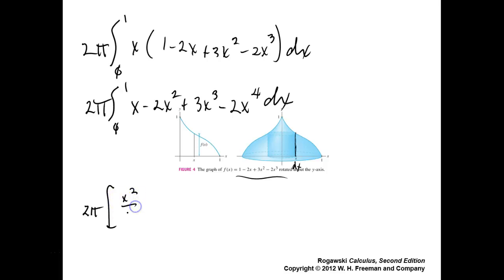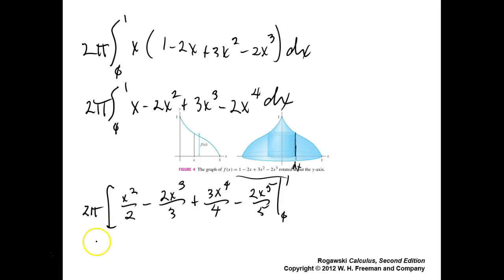x squared over 2 minus 2x cubed over 3 plus 3x fourth over 4 minus 2x to the fifth over 5. Evaluate that from 0 to 1. I'll do the 0 part. Okay, done. You do the 1 part.